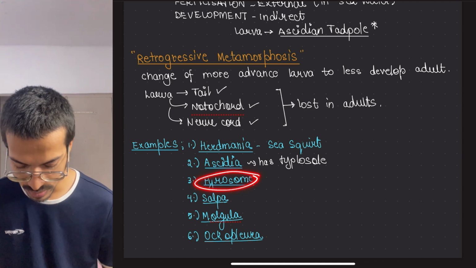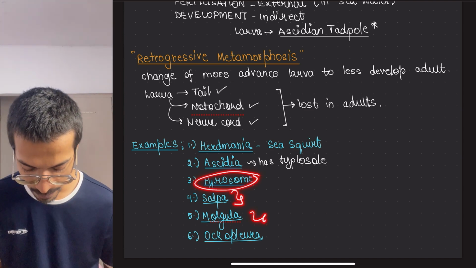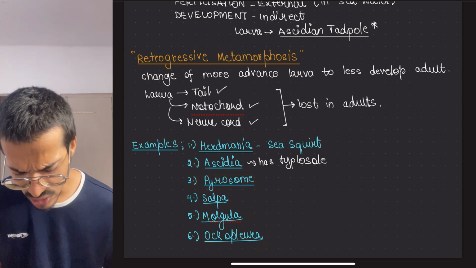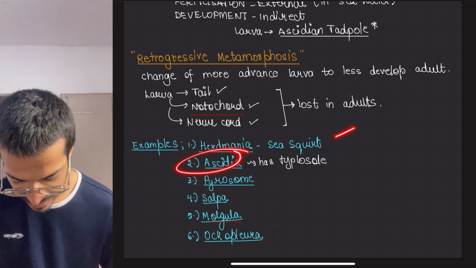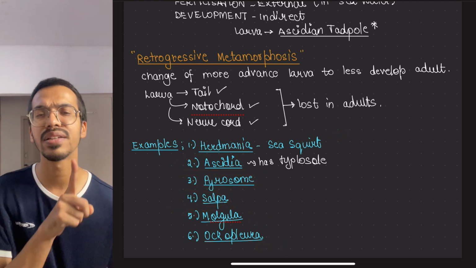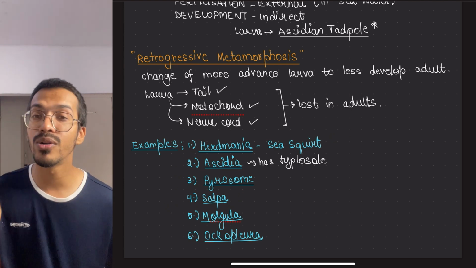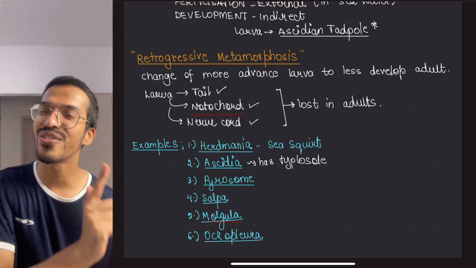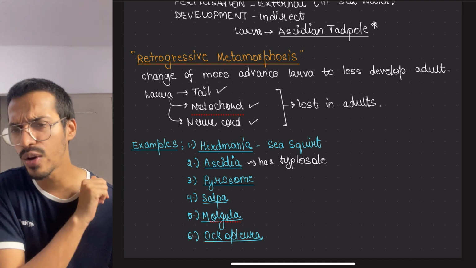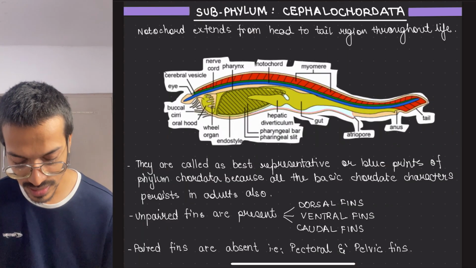Then Pyrosoma, Salpa, Doliolum, Oikopleura. So these are there. But Ascidia and Salpa you will remember because they are given in NCERT also, Herdmania also. Okay, so this is all about Urochordates. Let's start with the next subphylum, that is Cephalochordates. Okay, so next is the Cephalochordates.